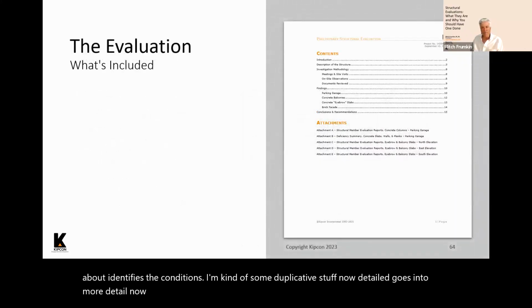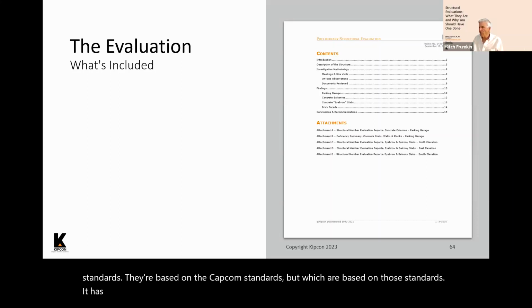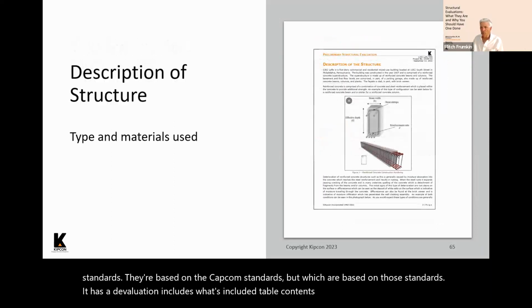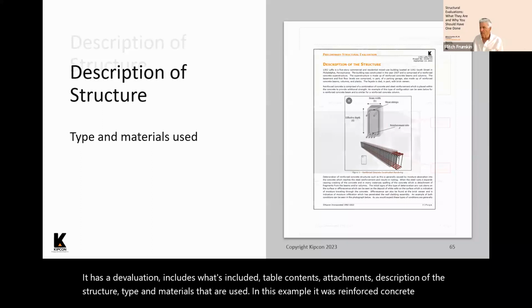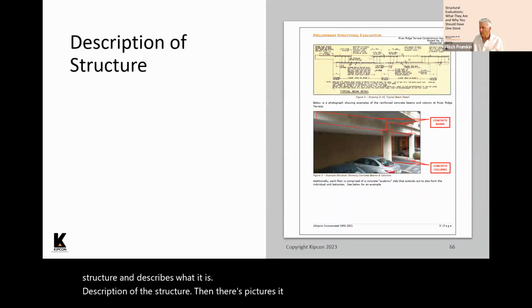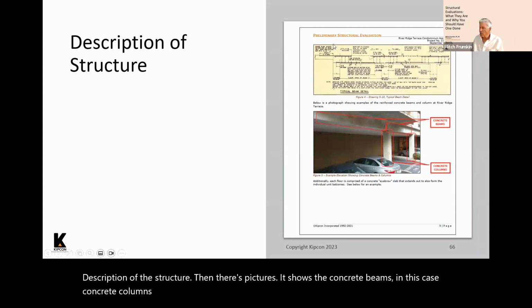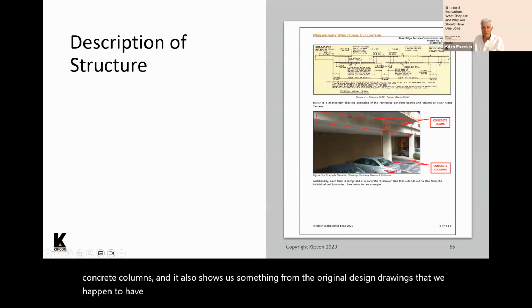Now, I want to show you what an evaluation report looks like based on these standards. Based on the Kipcon standards, which are based on those standards. The evaluation includes a table of contents, attachments, and a description of the structure, type and materials used. In this example, it was a reinforced concrete structure and it describes what it is. Then there are pictures. It shows the concrete beams, in this case, concrete columns, and it also shows something from the original design drawings that we happen to have in this building when we did the inspection.